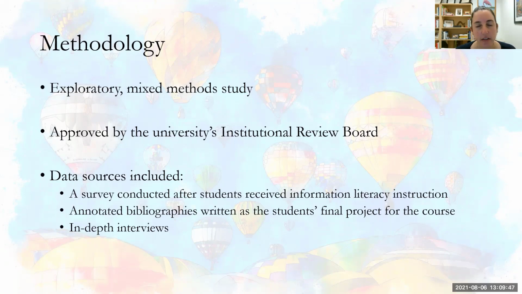So my data sources included 3 different areas: a survey, which I conducted after students received information literacy instruction, and that information literacy instruction was performed by a different librarian so that I wouldn't bias any of the participants. I was solely the researcher, not acting as the librarian for the course. Annotated bibliographies, which were written as a student's final project for the course, and in-depth interviews.